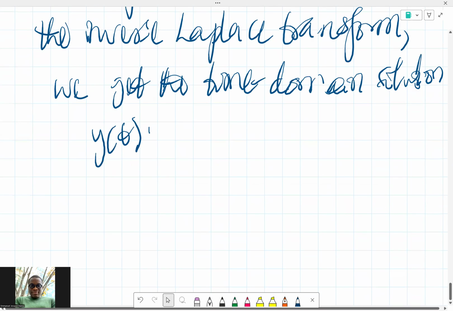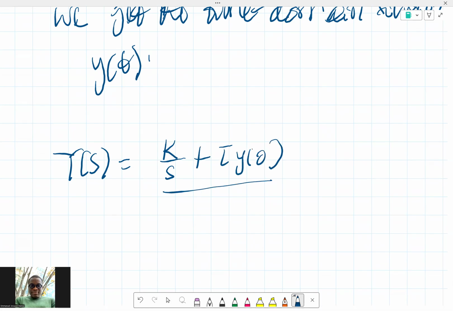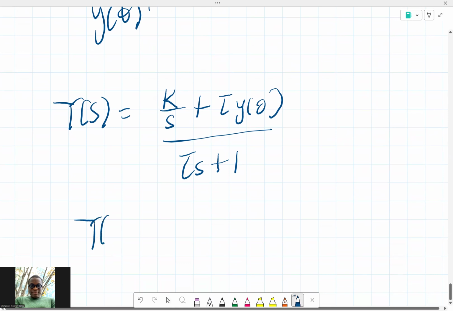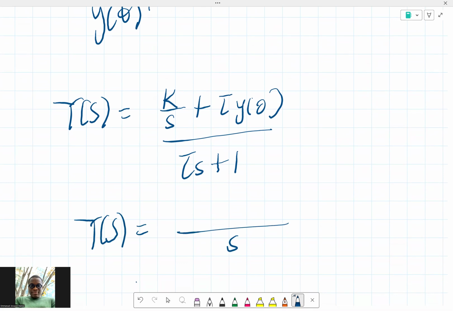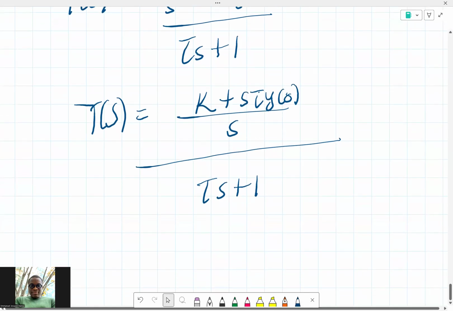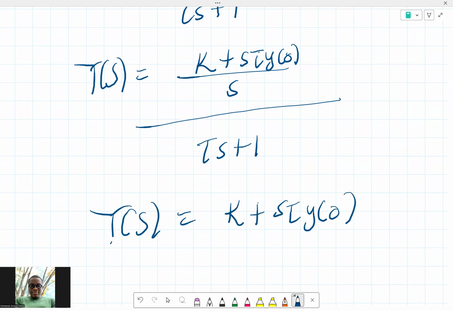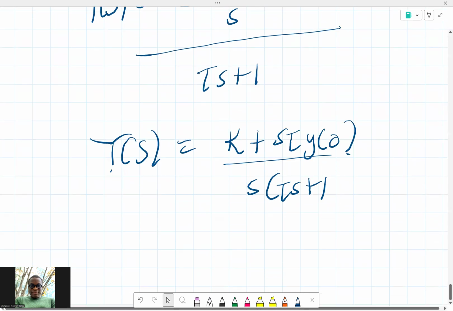Okay, let me just tidy it up a little bit so that it can be easier. So now I have Y of s equals K over s plus tau Y of 0, all over tau s plus 1. So this is like Y of s now equals, s is common at the top there, so K plus s tau Y of 0, and down here we have tau s plus 1. This whole thing is divided by this, so both of them will be down. So Y of s now is equal to K plus s tau Y of 0, all over s into tau s plus 1.